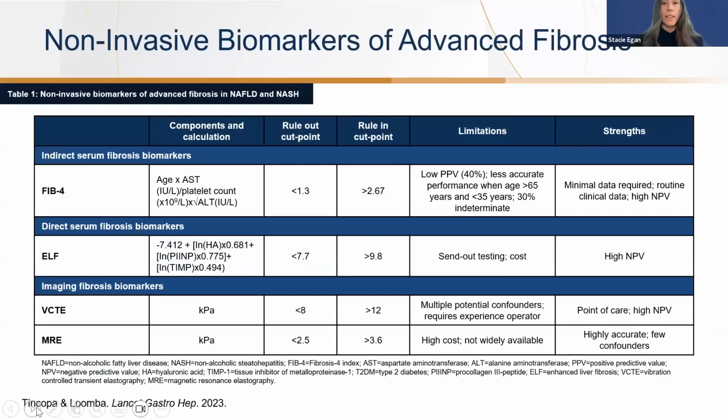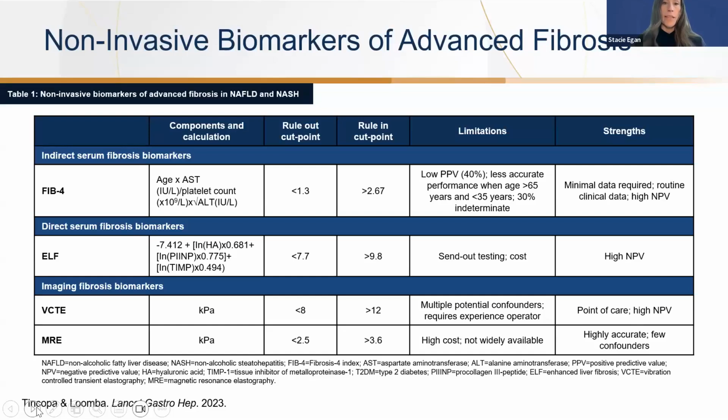This is just a great chart that talks about our non-invasive biomarkers of advanced fibrosis. Like I said before, FIB-4 is a really easy first test, and this is something that I'll talk about with my primary care providers, because they already have these labs and they can help risk stratify the patients that need to be seen in our clinic.